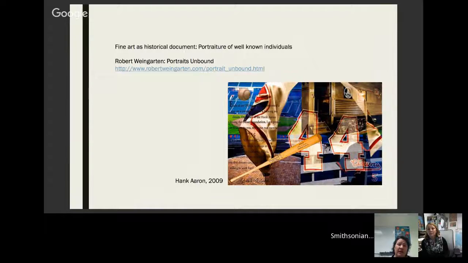These are works that I've collected. Robert Weingarten is a contemporary photographer living and working in Southern California. You've got the link to his website right there. There's a group of photographs that he did called Portraits Unbound. Essentially he asked the subjects, if you couldn't be in a photograph, but you made yourself a portrait, what would you include? And what they began to include were things that mattered to them, things that shaped their lives, things that made them who they are.